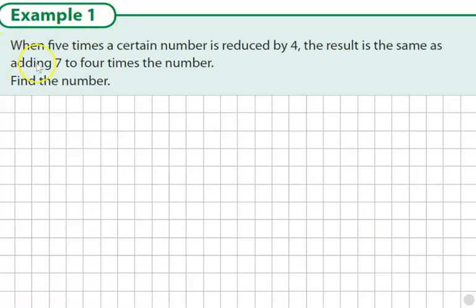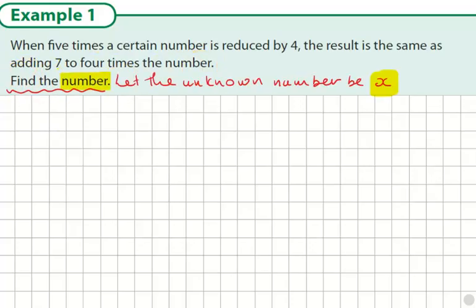Example 1. When 5 times a certain number is reduced by 4, the result is the same as adding 7 to 4 times the number. Find the number. So we're going to let the unknown number be x.